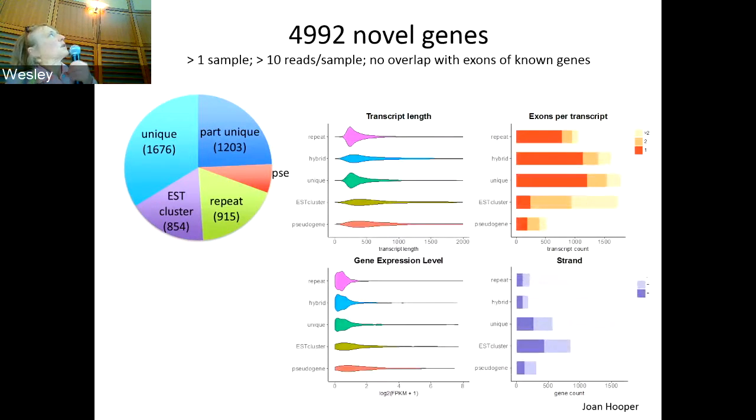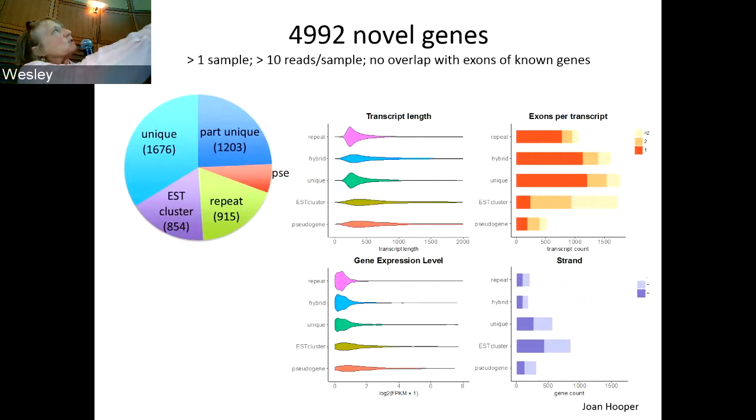And what do these things look like? These are the violin plots that show length in terms of nucleotides. Most of them are very short, less than 500 nucleotides, although the genes that are in EST clusters are much longer. Most of them have quite low gene expression level, a few less than 10 FPKM, that would be about here. Although again, the ones that are in the EST clusters tend to be significantly higher or have a subset that are higher expressed.